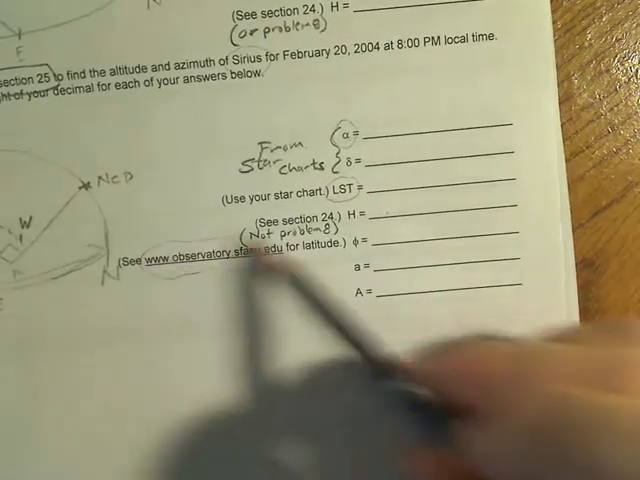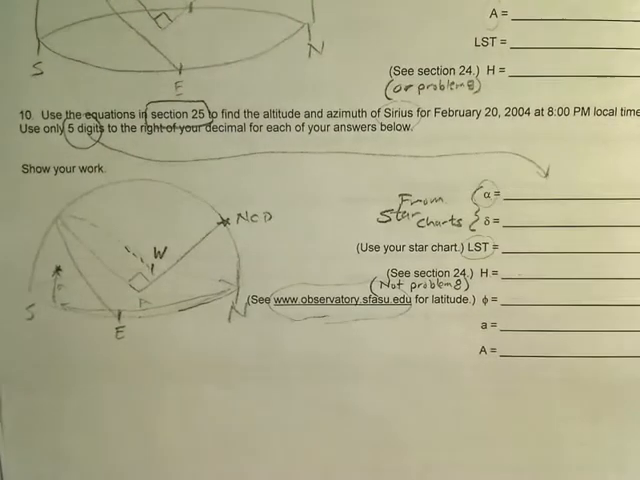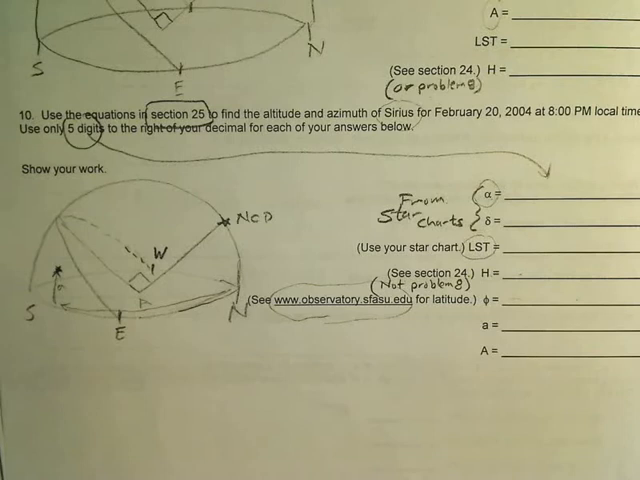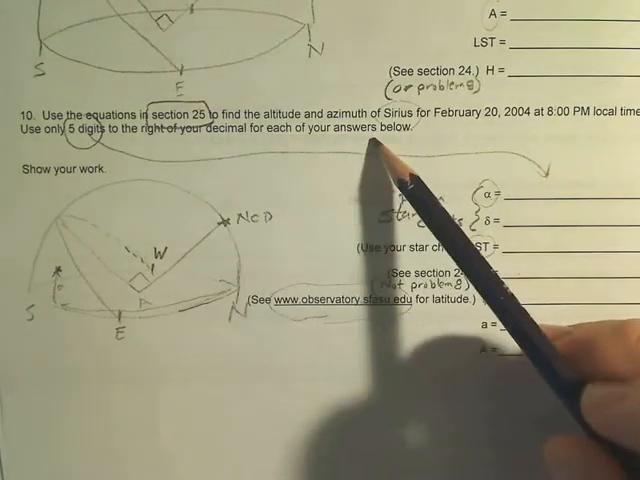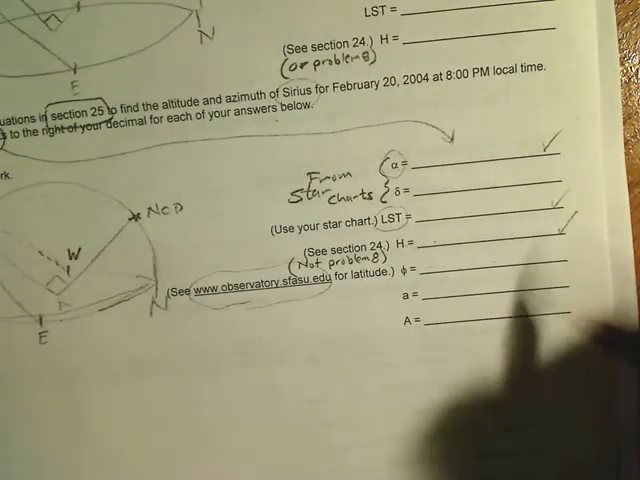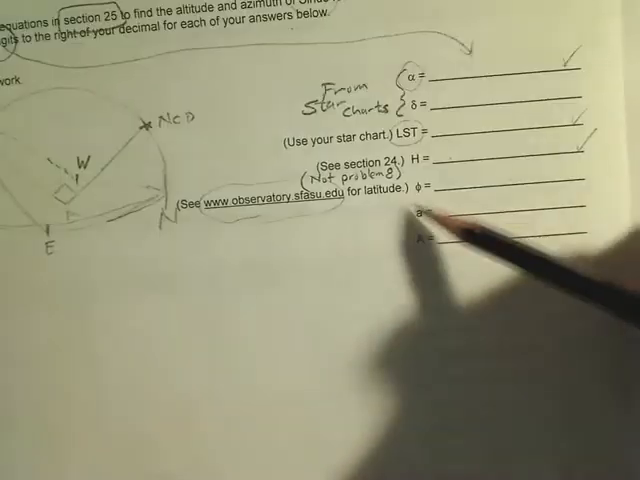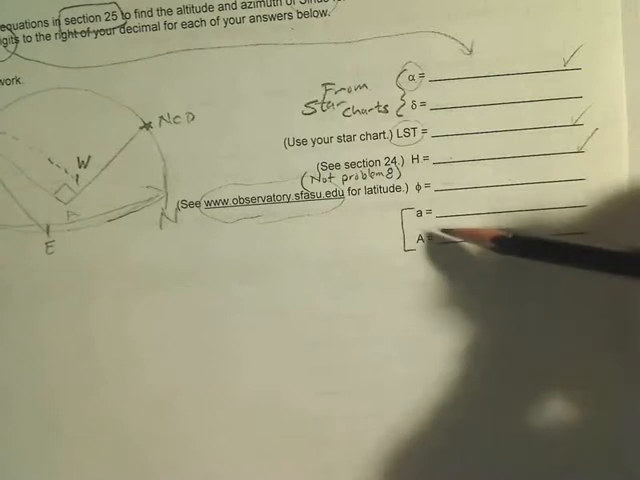You can use the observatory website to get an answer right there, and make sure that you use 5 digits to the right of your decimal. I guess we'll have to have these in hours, but the other ones will have to be in degrees. And for the last part, this is where section 25 comes into play.